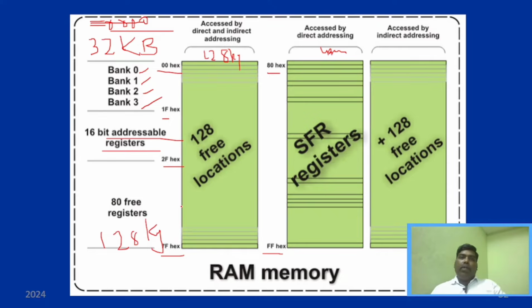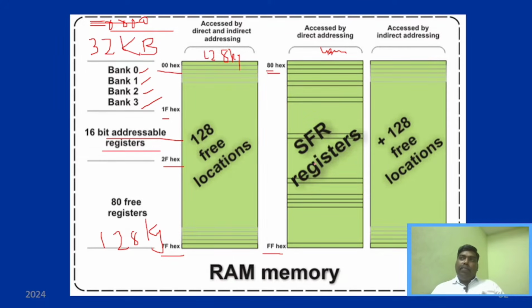Whereas the upper 128 bytes are allocated for special function registers, where the special function register address starts from 80H to FFH, right? So whenever we address the memory location 00 to 7FH, it represents the internal RAM 128 bytes, and whenever we address the memory location 80H to FFH, then it refers to special function registers, right?